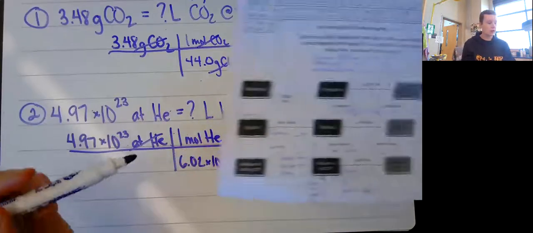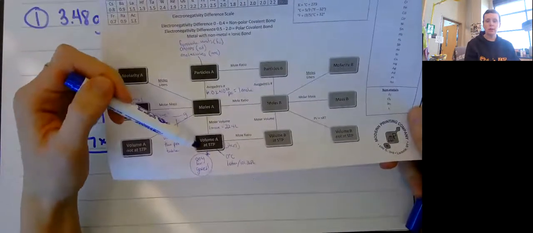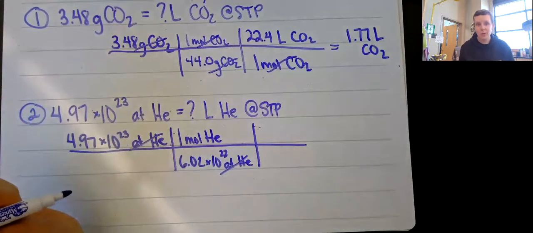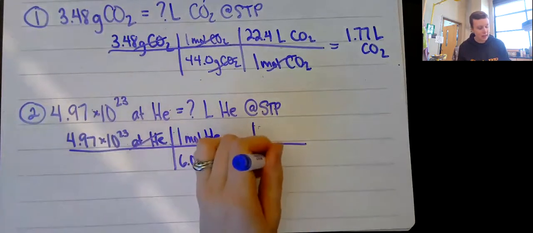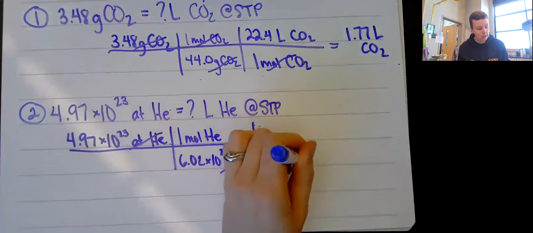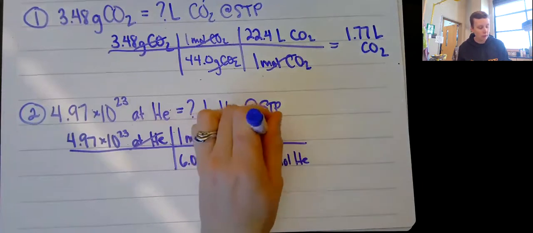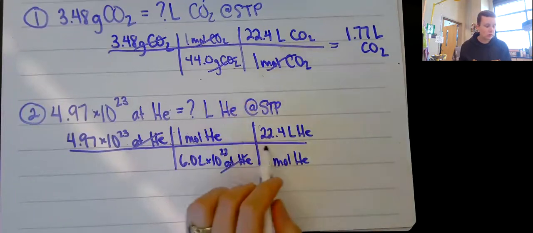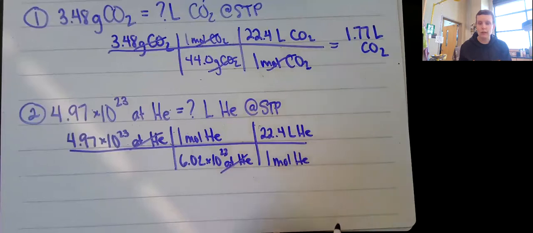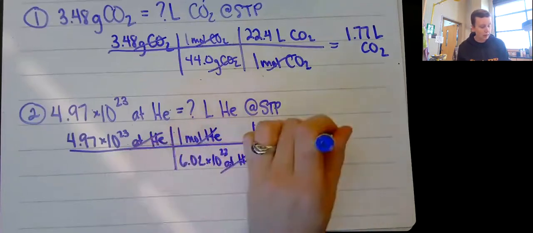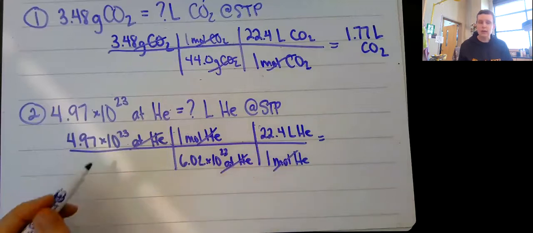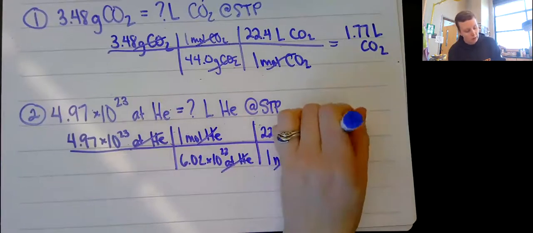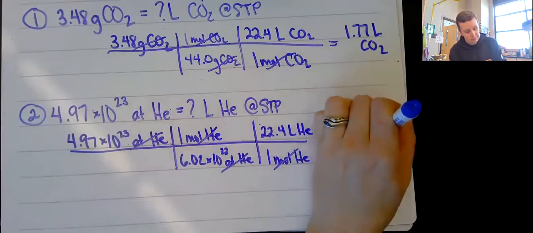Almost there. Trying to get to liters. We've gotten to moles. Now we're going to liters. 1 mole is 22.4 liters. So where do I want to put 1 mole? Hopefully you're saying put it on the bottom to cancel. 1 mole of helium would have a volume of 22.4 liters at STP. So 22.4 liters of helium is the same as 1 mole of helium at STP. Moles cancel out. Everything has 3 sig figs. Divide, multiply, get an answer. This one is 18.5 liters of helium.